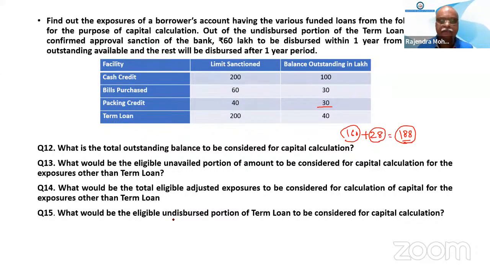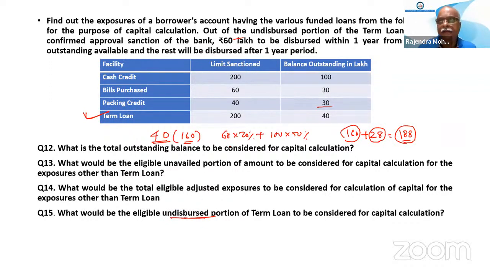Next question. What will be the eligible undisbursed portion for term loan to be considered for capital calculation? For term loan, only term loan. 40 is the outstanding. 160. You tell me the undisbursed portion. 160 you have to take, no? Out of 160, 60 lakh to be considered for 1 year. So 60 into 20% plus the rest amount is 100. Total it is not asked, no? It is asking for the undisbursed portion.